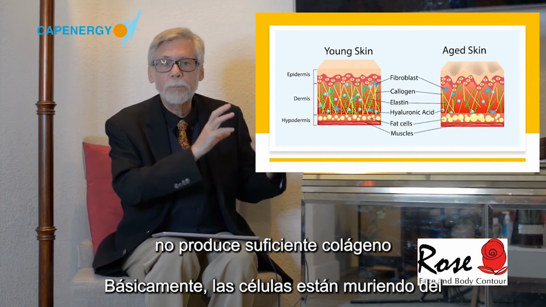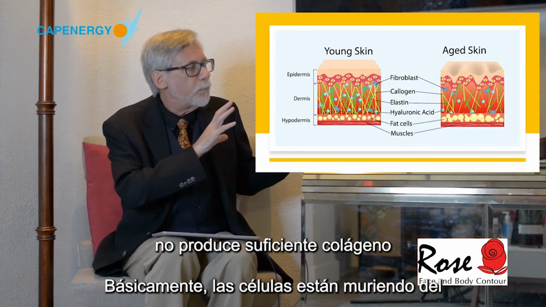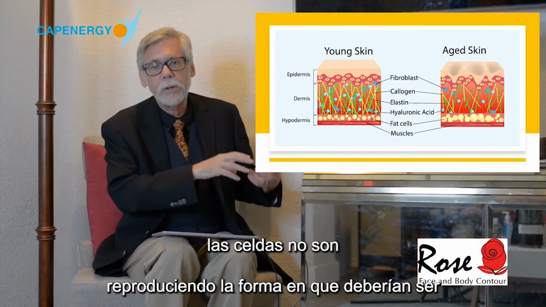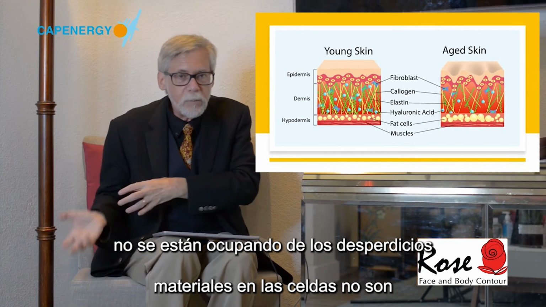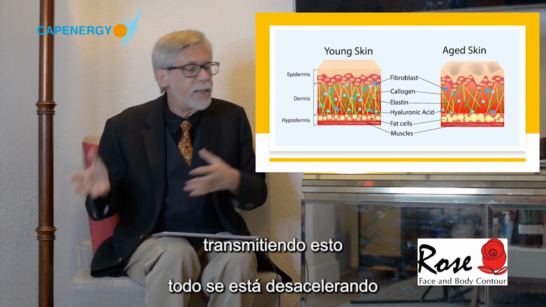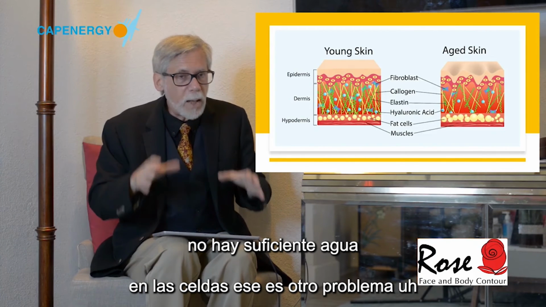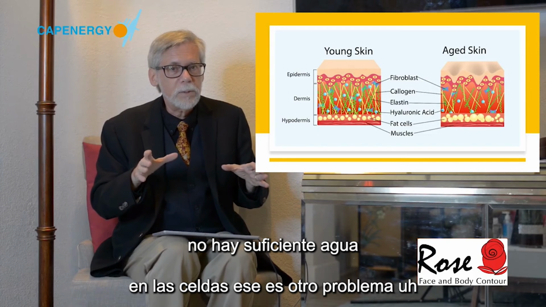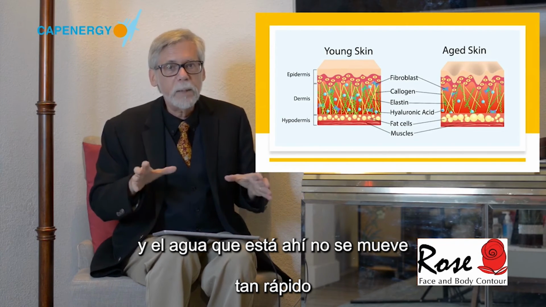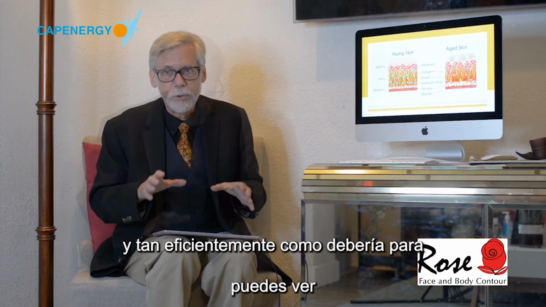The fibroblasts are not producing enough collagen. The cells are basically dying off. The cells are not reproducing the way they should be. They're not taking care of the waste materials in the cells. They're not transmitting this. Everything is kind of slowing down. There's not enough water in the cells. That's another problem. And the water that's there is not moving as quickly and as efficiently as it should.